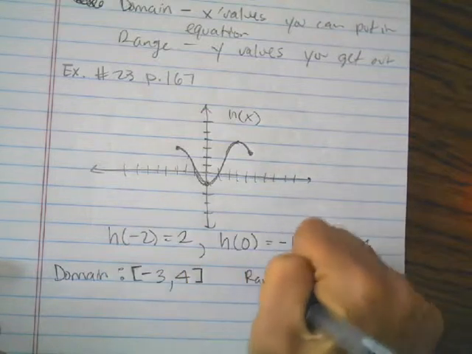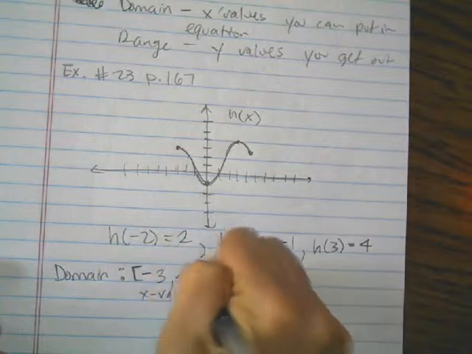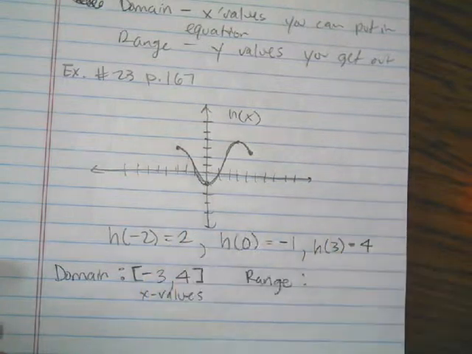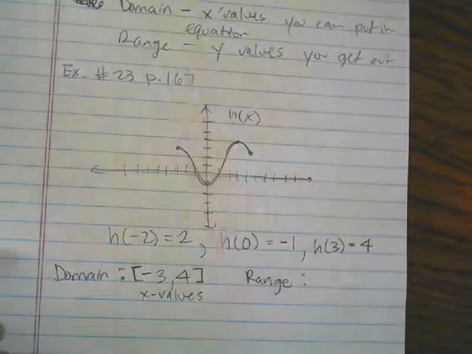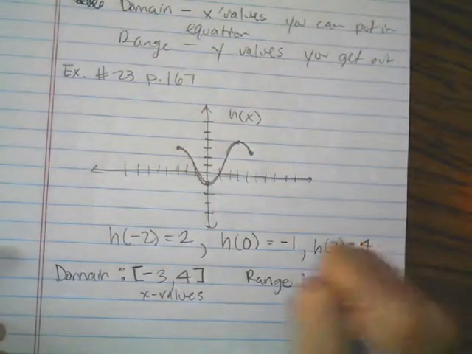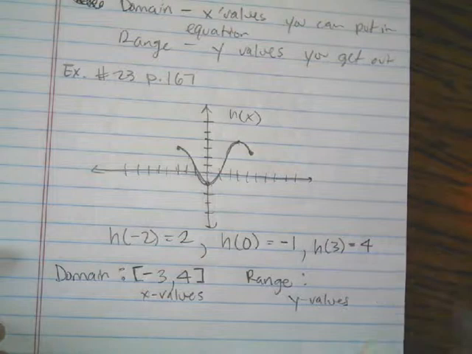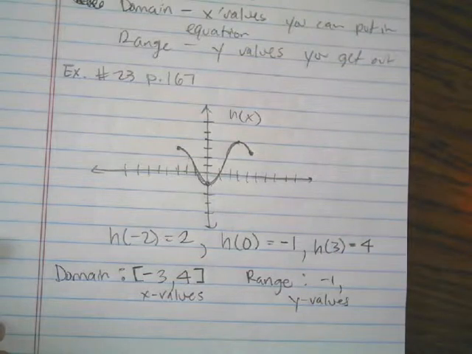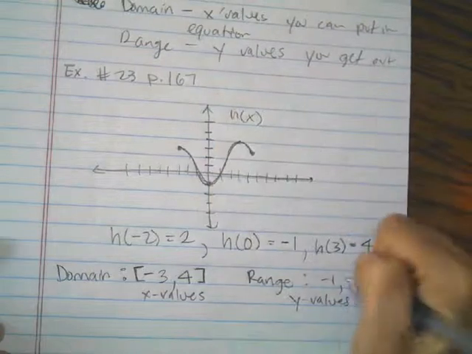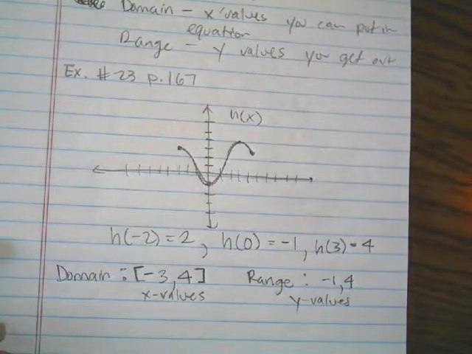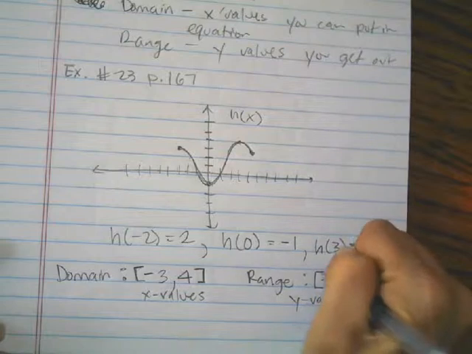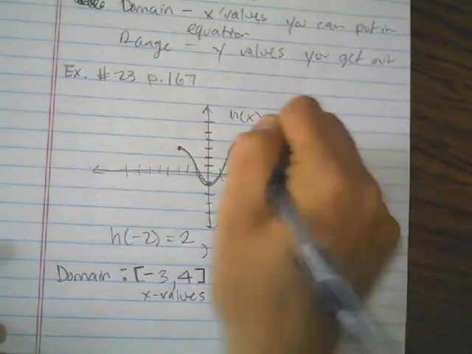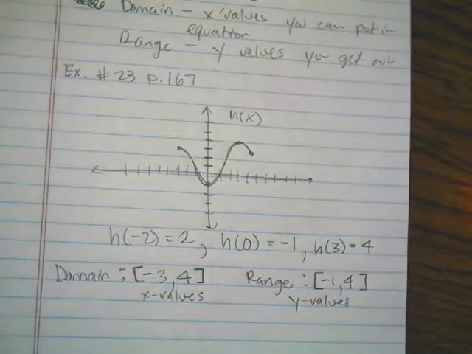For range, now what values are we looking for? It says right up here, y values. So now we're looking for y values. What's the smallest y value here? Negative 1. What's the biggest y value? 4. Brackets or parentheses? Brackets. Good. Because these are closed circles. Can you always start with the least amount? Always start with the smallest.